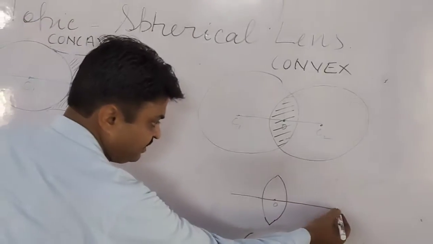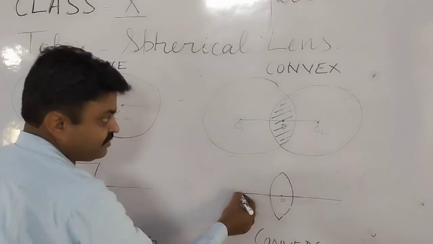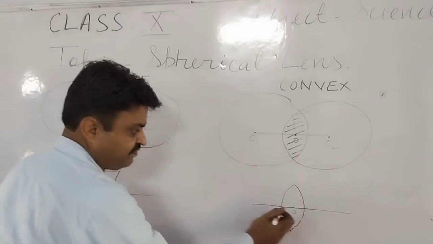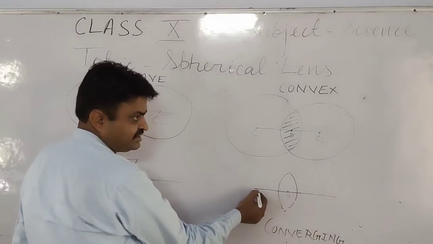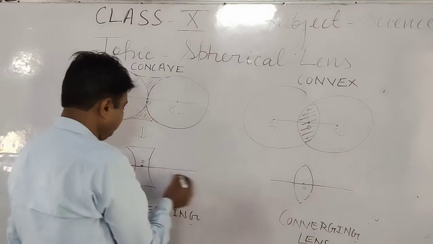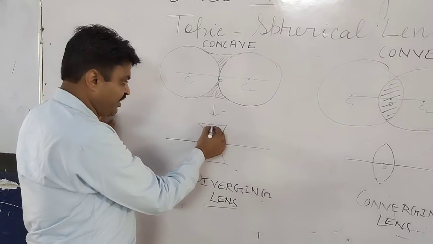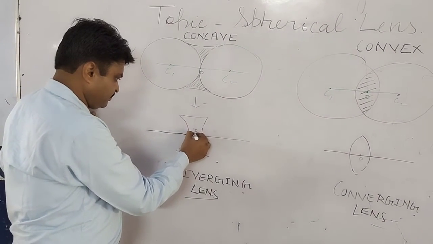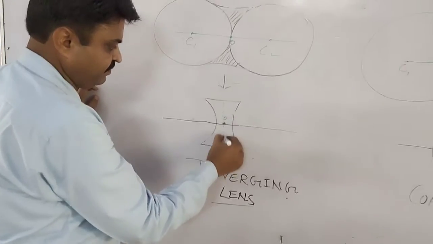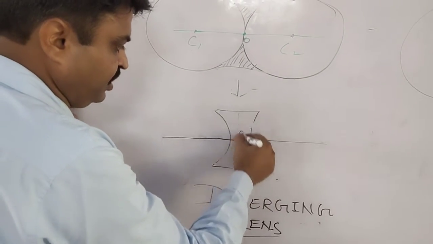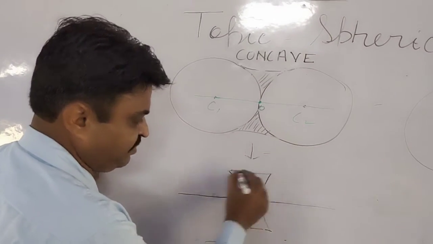Now the line that passes through the optical center and between the centers of curvature is known as the principal axis. So this straight line is known as the principal axis. The line perpendicular to the optical center through the middle part is known as the aperture, student.